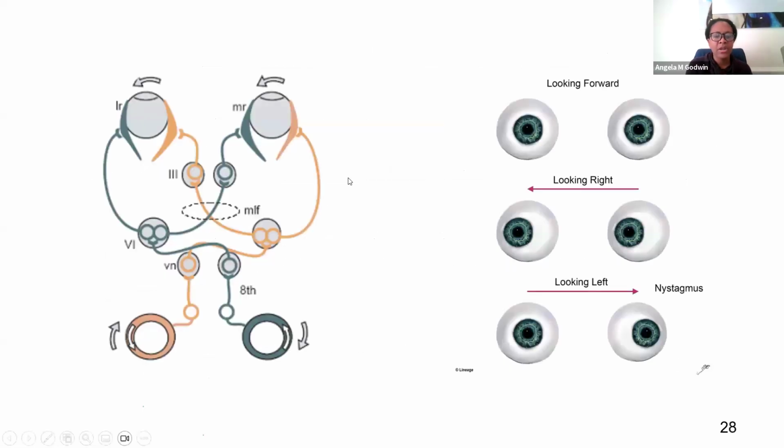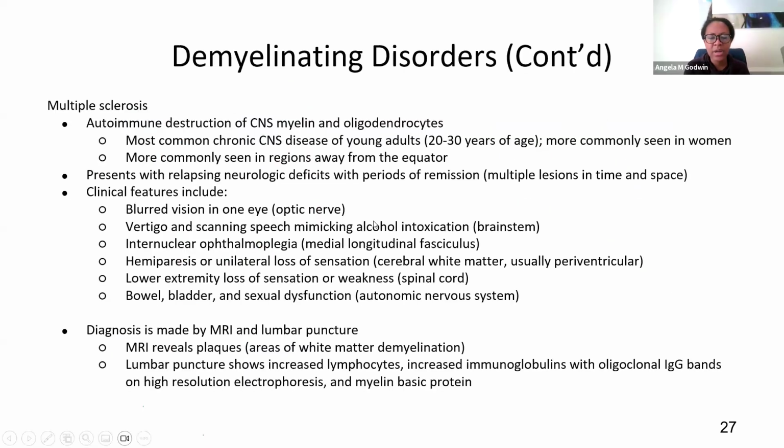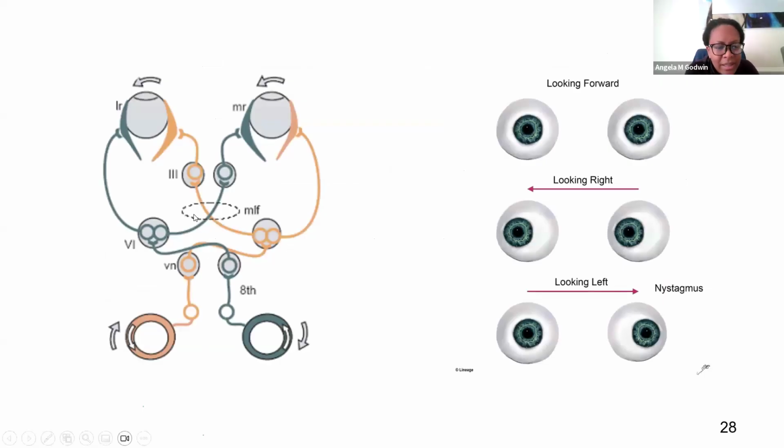Okay. So this is an example of that vision change I was referring to. Let me go back so you can see here. This internuclear ophthalmoplegia is the demyelination that could happen at the medial longitudinal fasciculus, the MLF, which is here in this cross section where demyelination can occur.